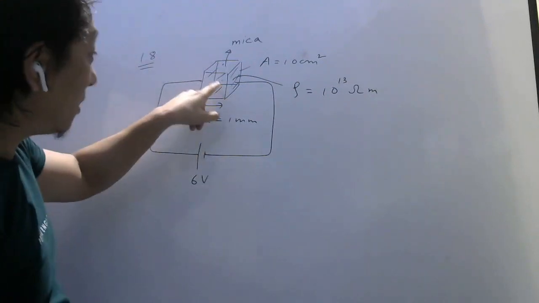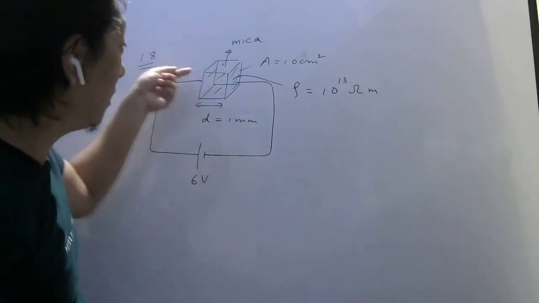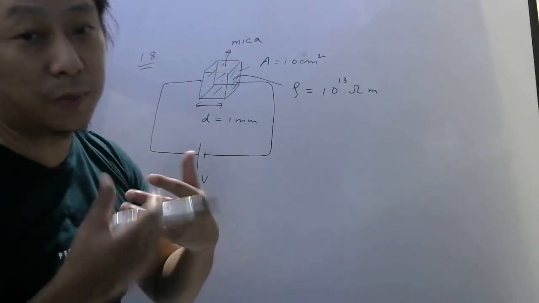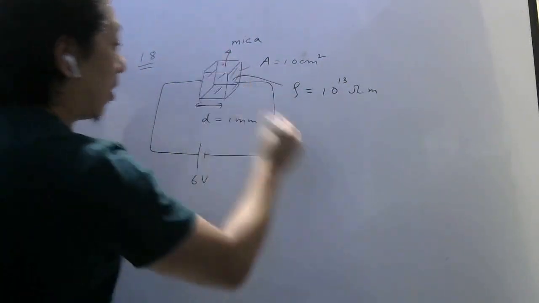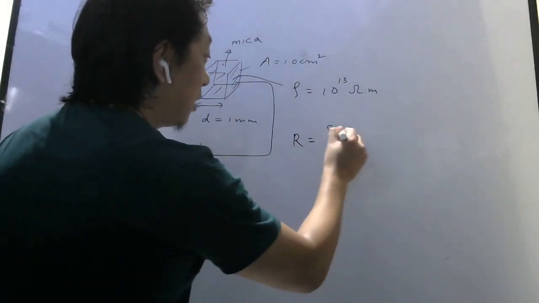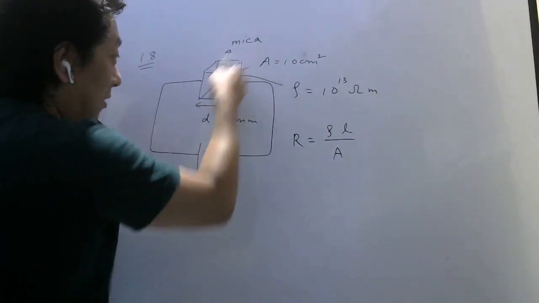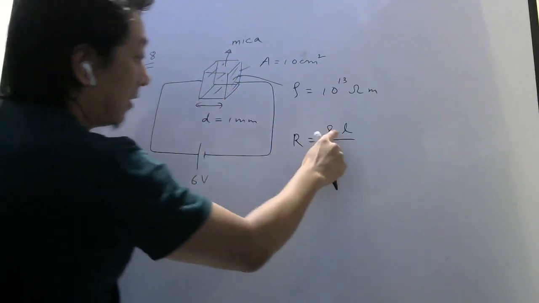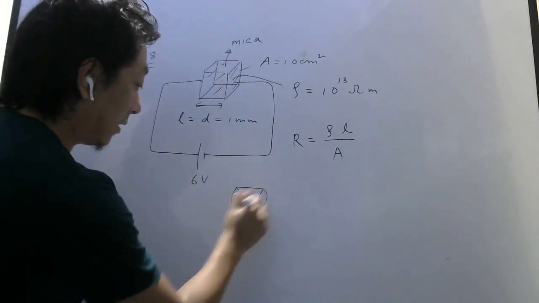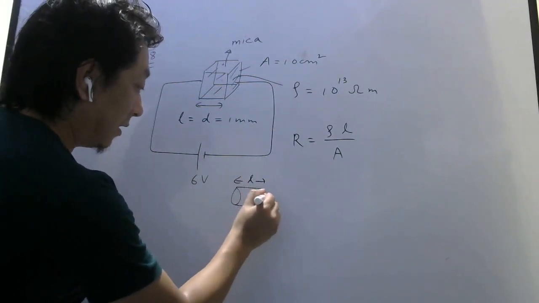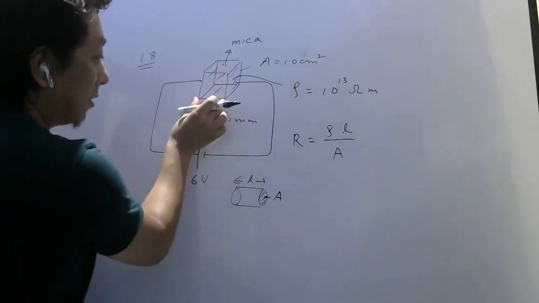But since in this problem resistivity is given as a number, we have to calculate the current. We cannot simply say there will be no current like that. So how to find the current? Let us find the resistance of this block. So resistance formula is what? Rho L by A. Since current is flowing like this, this is the area and this is the L. So your L will be D in this problem. I hope you remember, right? For a wire like this, we write this as L and this as area. So for this material, this will be area and this will be L.